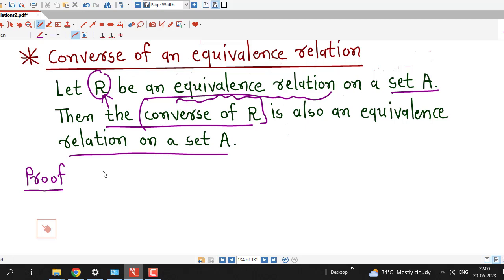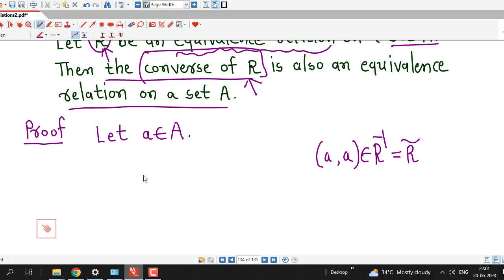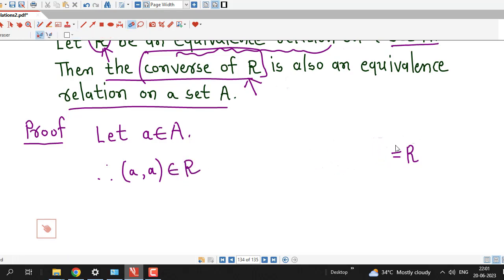So first we prove that the converse of R is reflexive. For that we have to prove that for any element in the given set, the ordered pair (A, A) is in R inverse, or another notation is R tilde. Now we know that R is an equivalence relation, therefore R is reflexive, therefore the ordered pair (A, A) belongs to R.